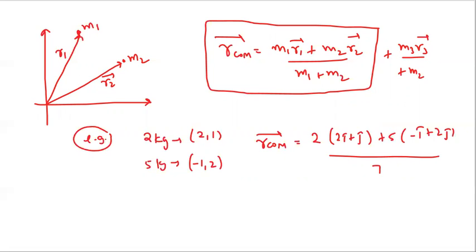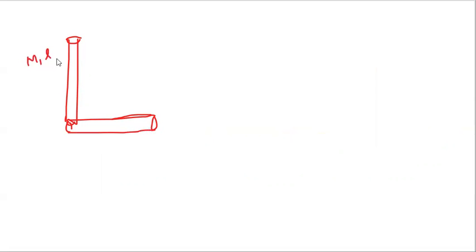And suppose we have extended objects, like suppose I give you a question that there are two rods positioned like this. The mass of first rod is m, length is L. Mass of second rod is m, length is L. And suppose this is origin (0, 0). So if I ask you where will the center of mass be located?